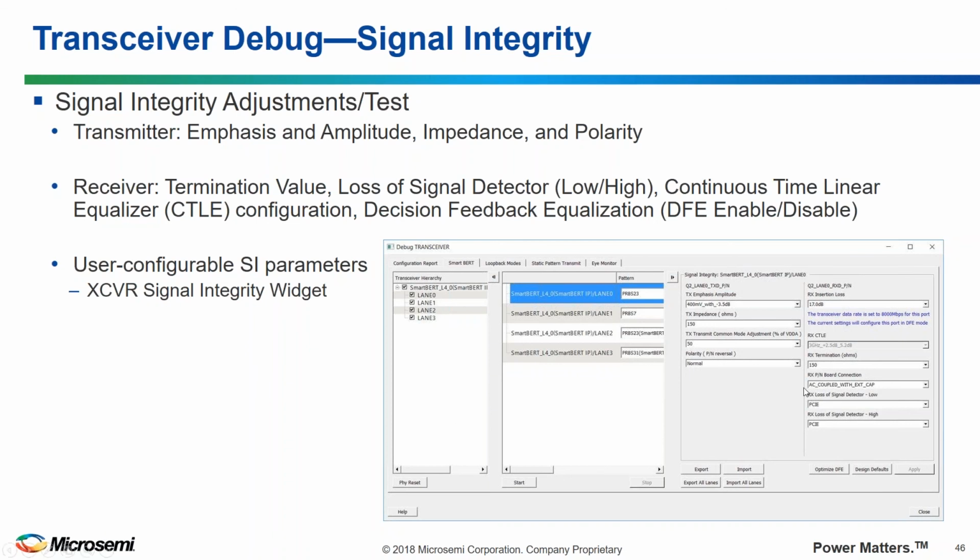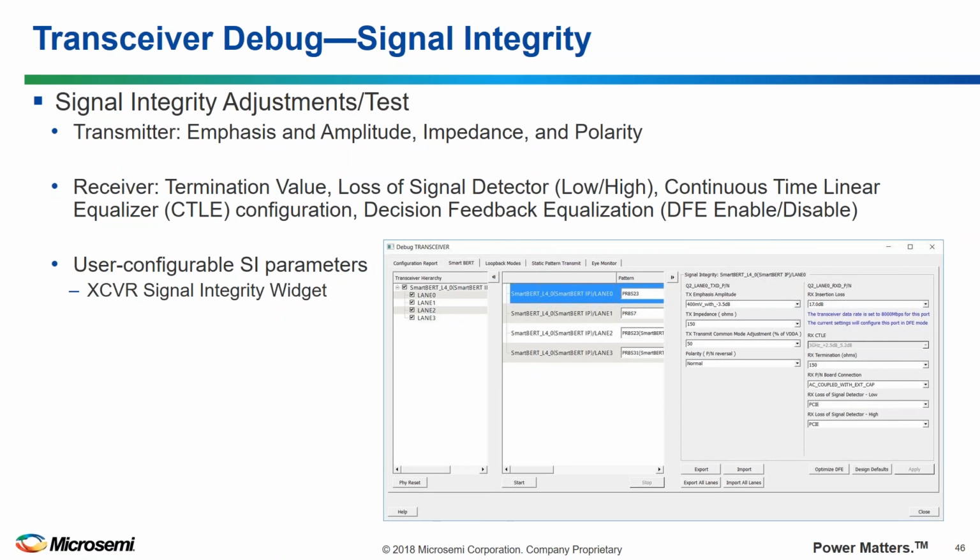We have a signal integrity tab that's available through many of the different transceiver tests, SmartBERT, the loopback modes, and so on. There are places where you have pull-down menus where you can change the transceiver emphasis, amplitude, the impedance, and so on. Once you've made these changes, you can export that as a PDC file, or you could import a PDC file. So you have the ability to fine-tune the transceivers, either the receive side or the transmit side.